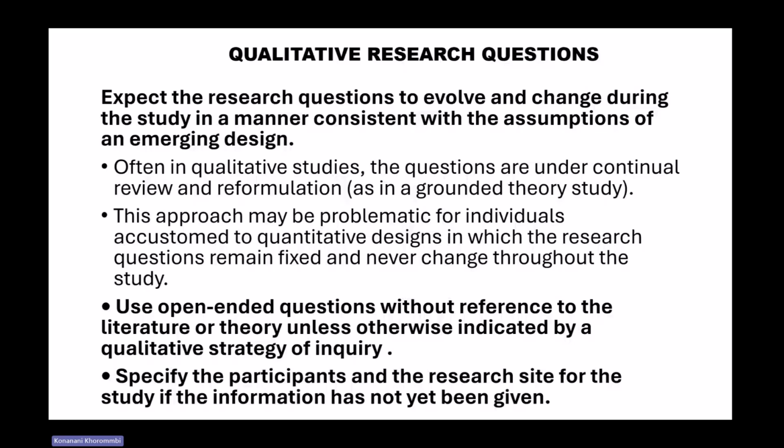Often in qualitative studies, the questions are under continual review and reformulation, as in grounded theory. In other words, you don't ask a question and think it is rigid, because you must remember you are still going to accept responses in a flexible way from sources of information. So whether that is from literature or from the informants, the respondents, the population from where data is collected, they can lead you to reformulate some of the questions and change the study design. This approach may be problematic for individuals accustomed to quantitative designs in which the research questions remain fixed and never change throughout the study, and your hypothesis would be static, because this is what you're testing.